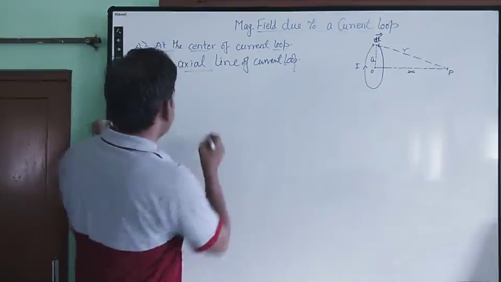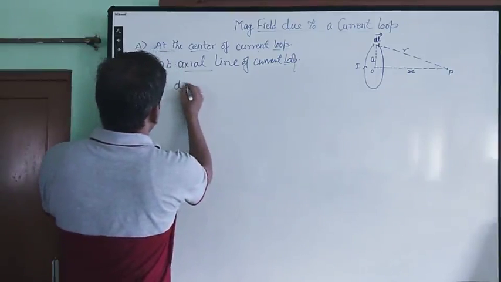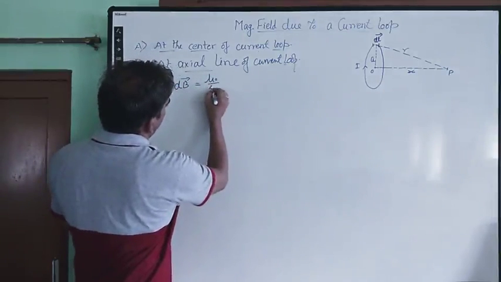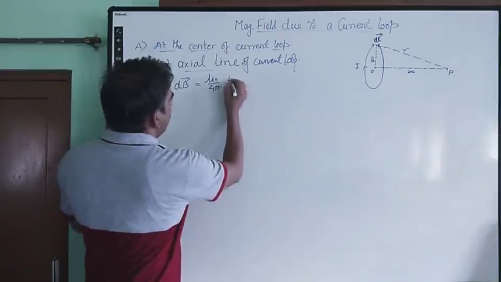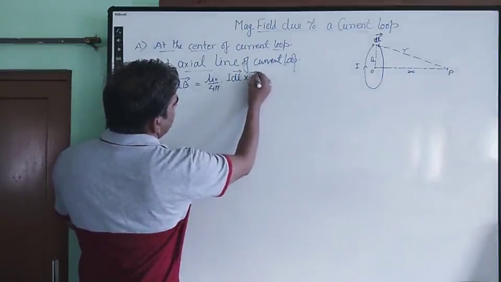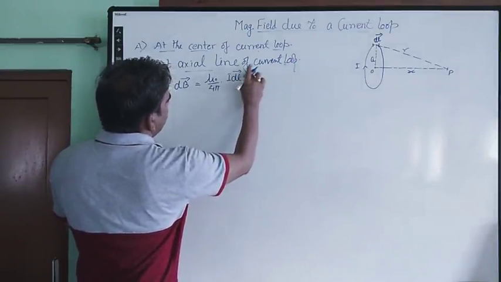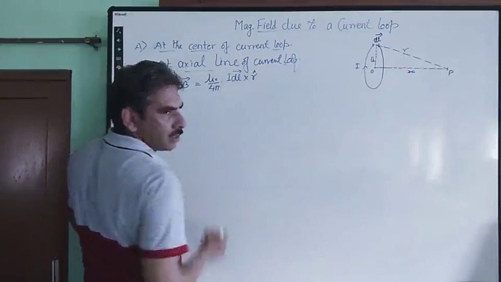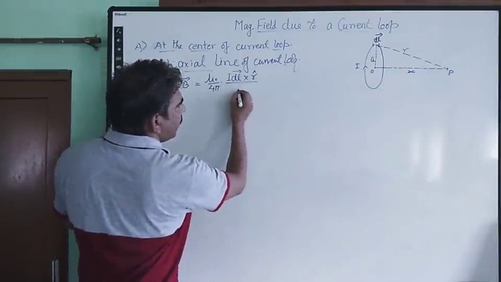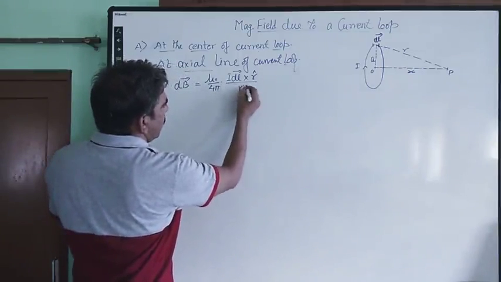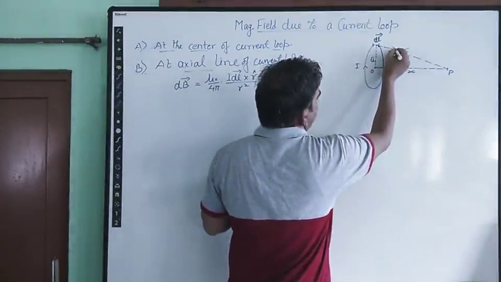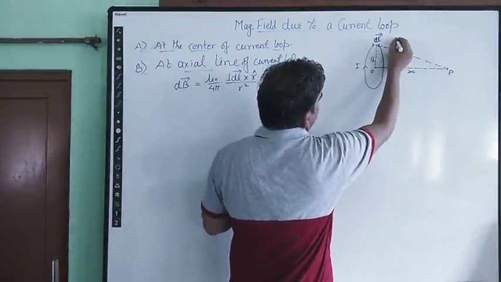So the magnetic field dB due to this length element is nothing but mu naught upon 4 pi, a constant, multiplied by I dl cross the unit vector along the position of the observation point P, I dl cross R cap, divided by the distance of that point, which is R square. We take the unit vector along this direction, which is R cap.